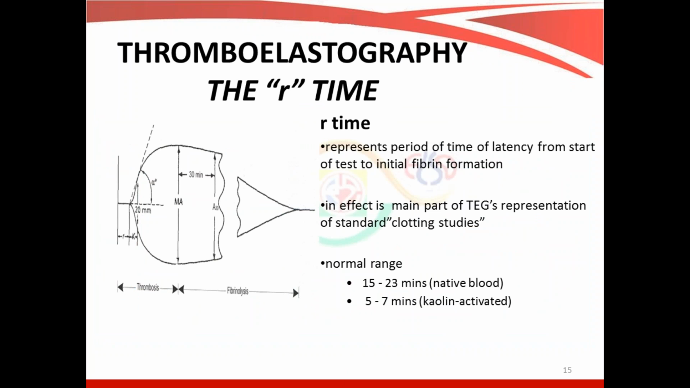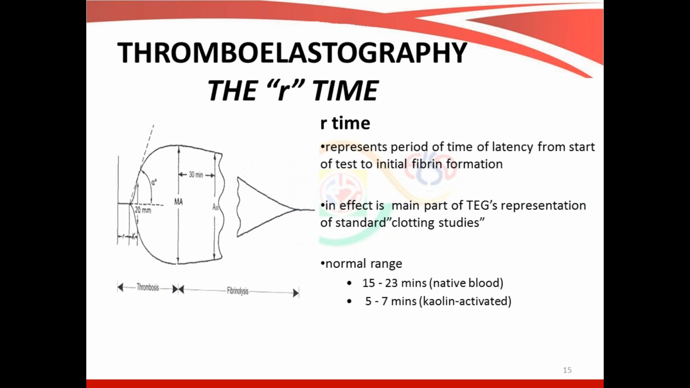So this is your R time, the beginning, then your K time. So between R, K and alpha angle and the formation of the maximum amplitude is your thrombosis. Then once the clot has formed and it has stabilized, it starts lysis. And this is when your fibrinolysis happens. So the R time represents the period from the initial start to the beginning of the fibrin formation. That is the clot strengthening. And it measures the normal clotting studies, 15 to 23 minutes in a native blood and 5 to 7 minutes when you use kaolin activated blood.